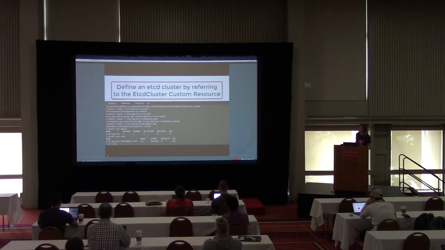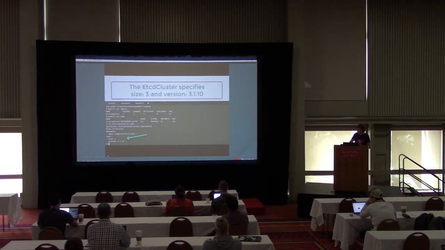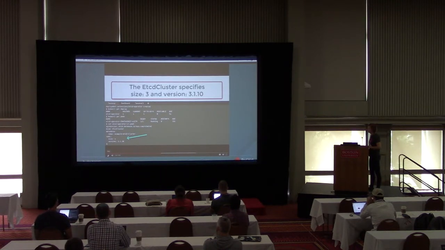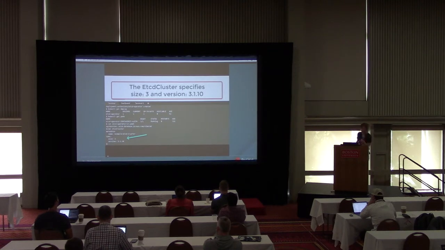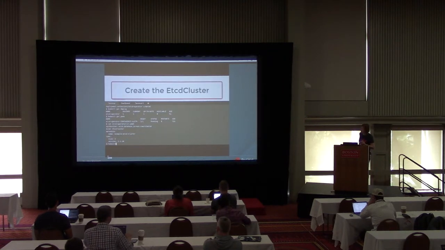Now we can define an actual etcd cluster by referring to that custom resource. What you're looking at here, we ran cat on this file. You can see that we've got a kind of etcd cluster. Kubernetes is going to know what that is now because we have already defined it. And we're telling it what we want in the spec. We want a size of 3 and a particular version there. Now that we looked at the file, we can actually create it.